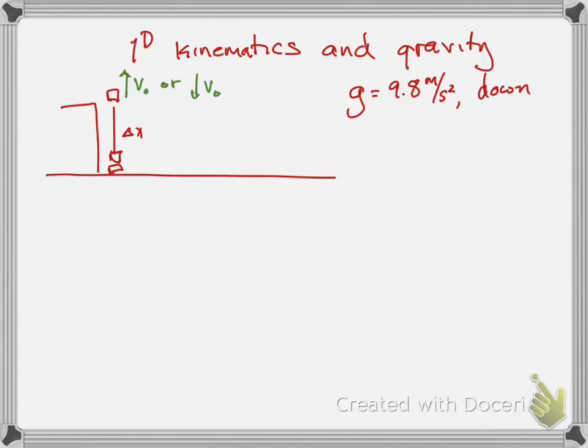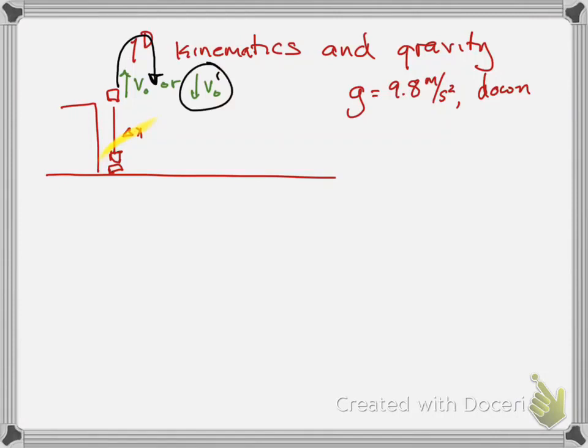In order to see why, I'm not even going to bother discussing the whole trip that shows here, delta x. All I care about is what happens when I throw an object up at the top of the building, let's say. I'm interested in the part of the trip where, if I throw the object up at V0, what happens to it when it comes back down? If I throw an object up, what happens to it when it gets back to me? And then we'll compare it to the situation when I throw the object down.